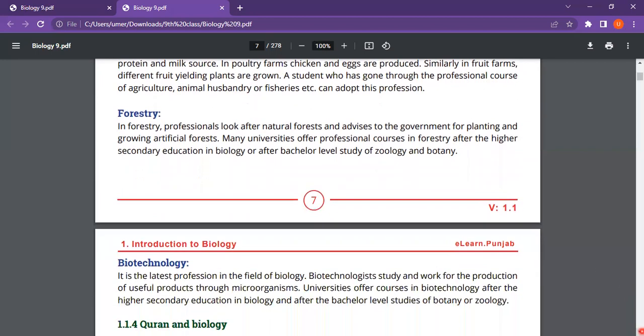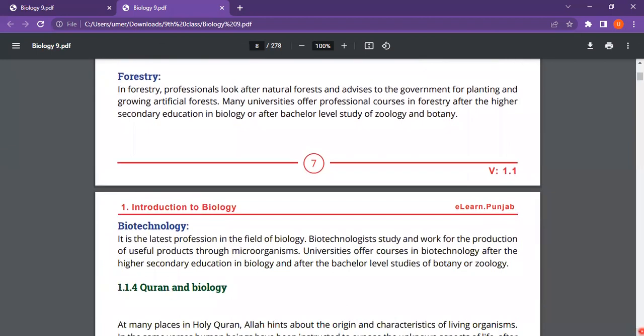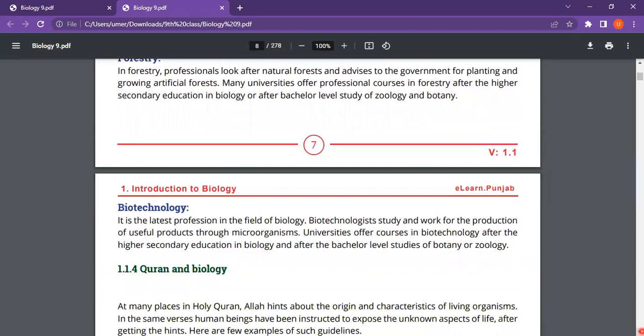Forestry. In forestry, professionals look after natural forests and advise the government for planting and growing artificial forests. Many universities offer professional courses in forestry after the higher secondary education in biology or after bachelor level study of zoology and botany.